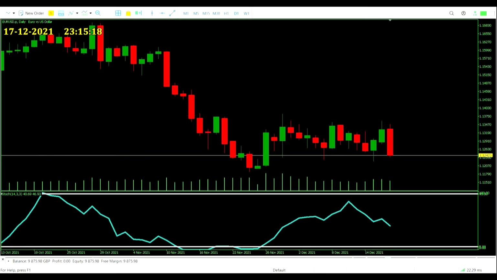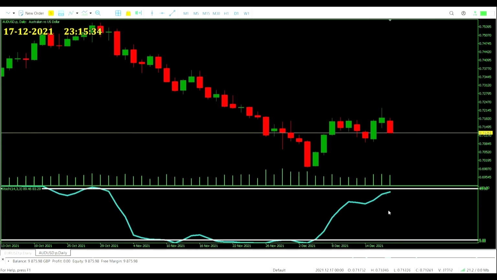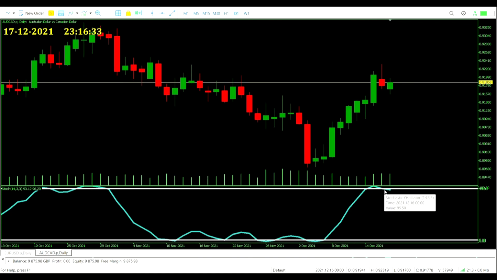Day number 5. Let's find out if we got any signals to finish our week with. Even after a red day, it is still almost in the overbought territory for the Aussie US dollar. Here we go, Australian dollar, Canadian dollar, that is coming out of the overbought territory. It's been strong for the Australian dollar recently. You can see our last period at 95.5 on the stochastic oscillator. This period currently at 93.15.